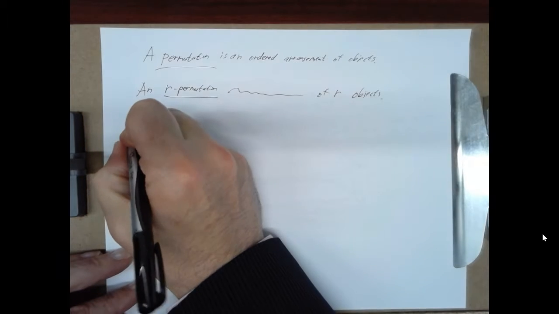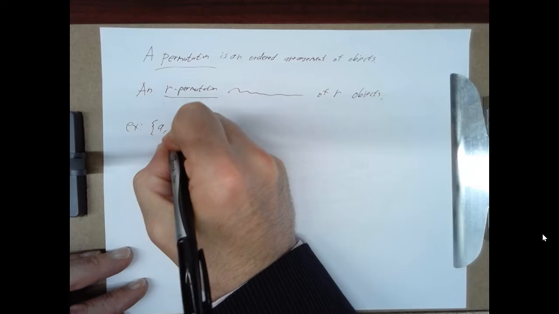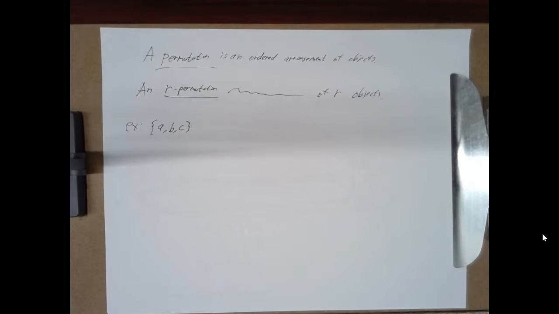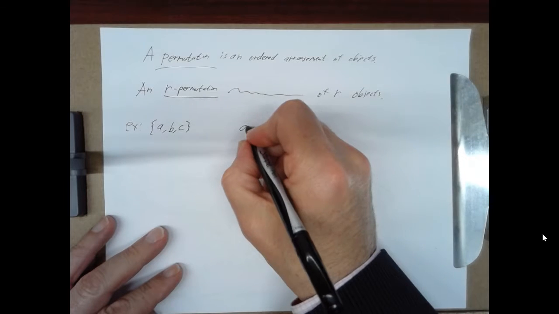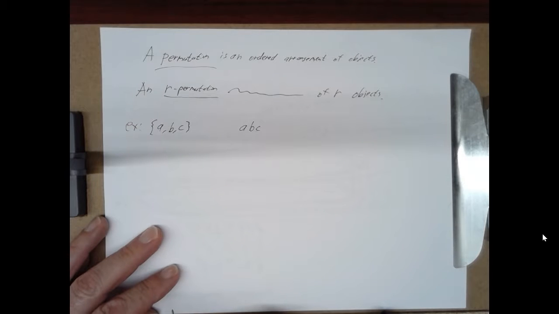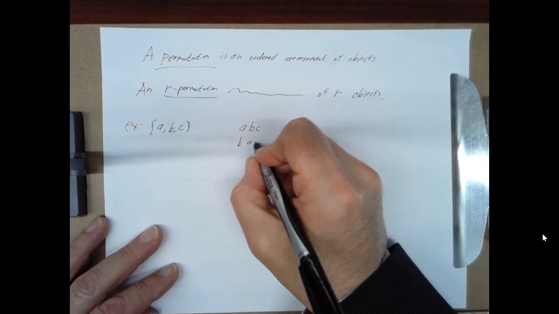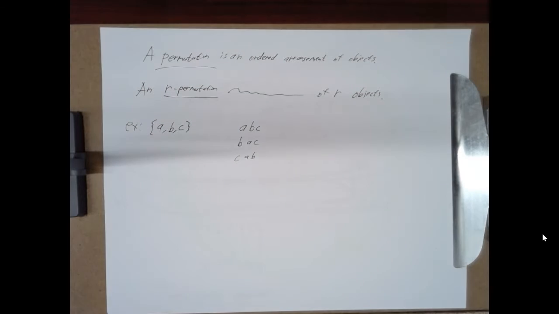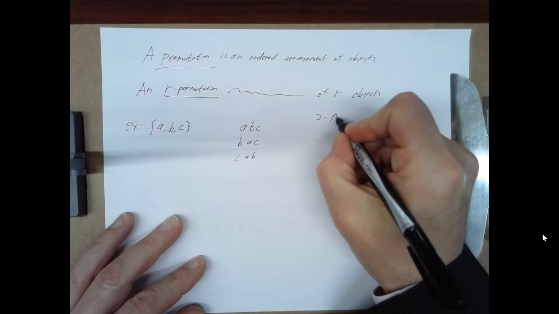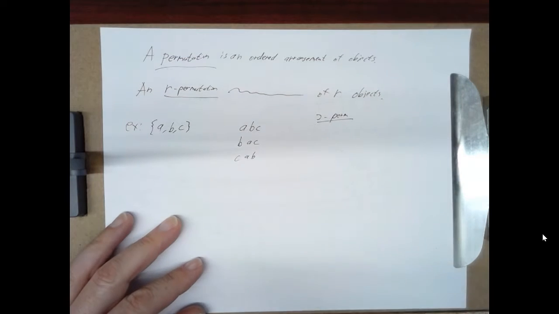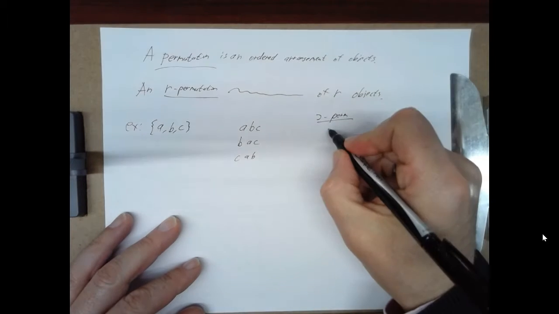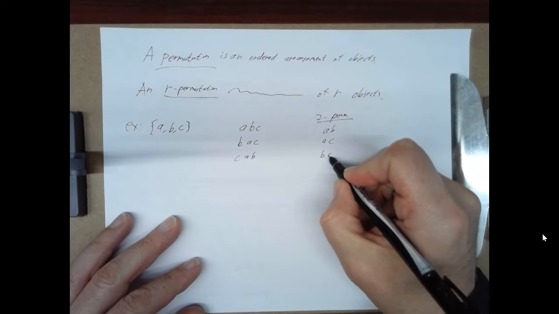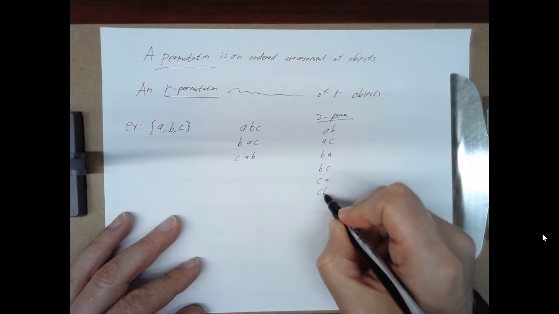So for example, here's a set of 3 objects. A permutation is an ordered arrangement of those, for example, ABC, or BAC, or CAB. Each of those is a different permutation. A 2 permutation would be an ordered arrangement of 2 of our objects. For example, AB, AC, BA, BC, CA, CB.